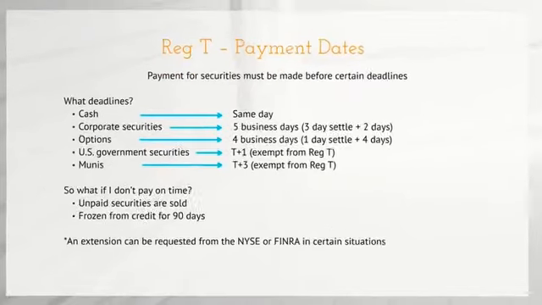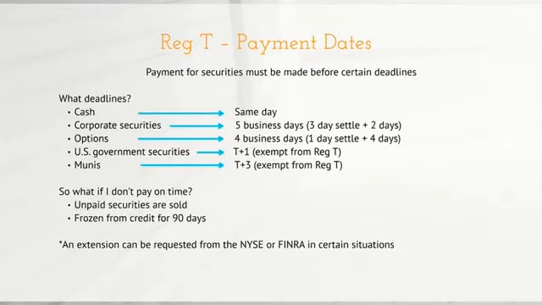Let's start with the payment dates. The payment dates aren't necessarily the same as the settlement date. Cash securities are settled and paid the same day, but corporate securities have T plus 3, but they're given an extra 2 days to make payment for a total of T plus 5. Options settle quickly, T plus 1, but they have an extra 4 days to make payment under Reg T.